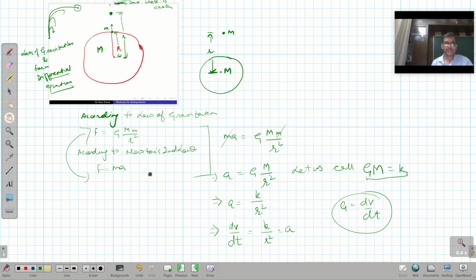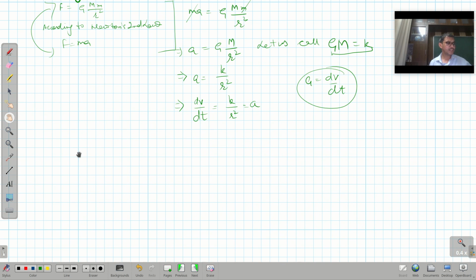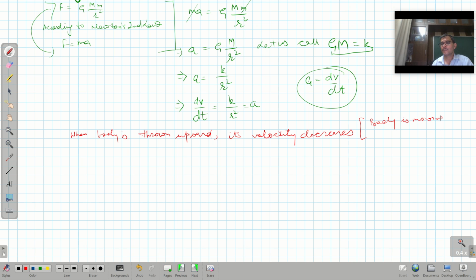What does it mean? Since velocity is decreasing, means when the body is thrown upward, its velocity decreases because the body is moving against gravity, right?